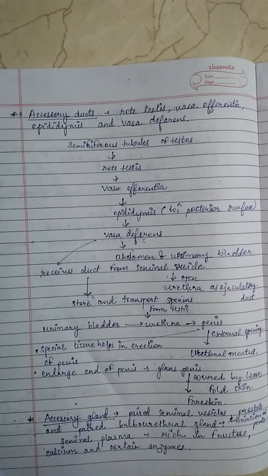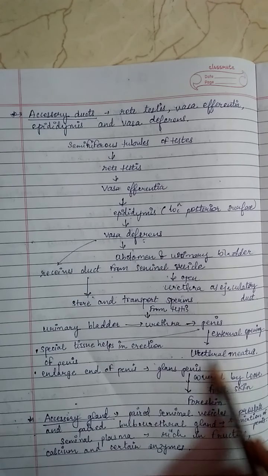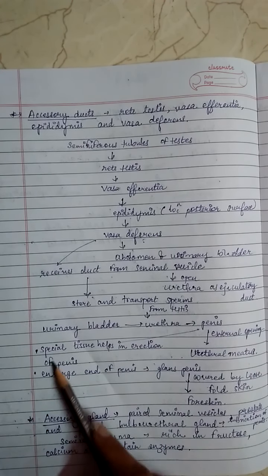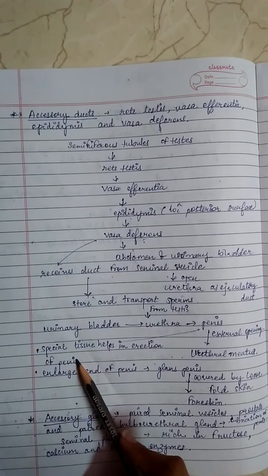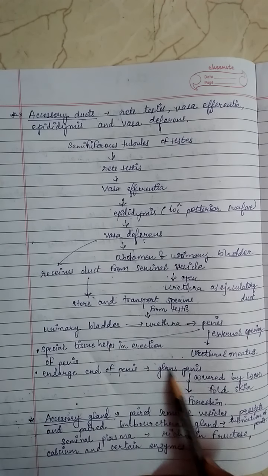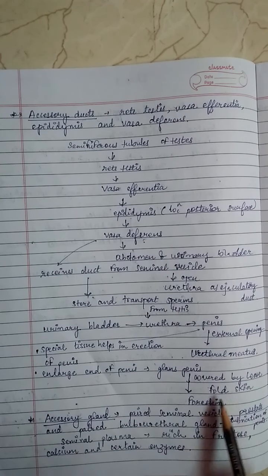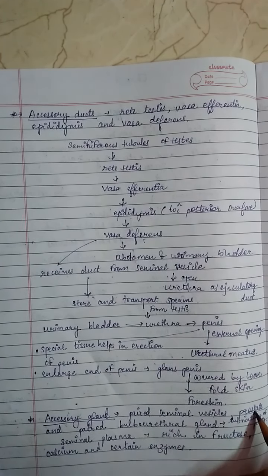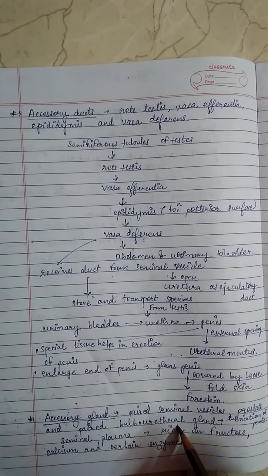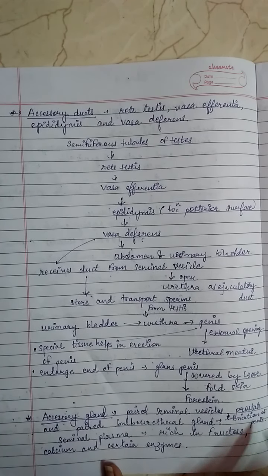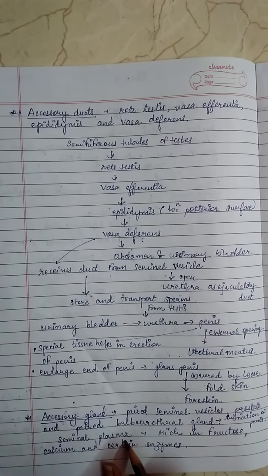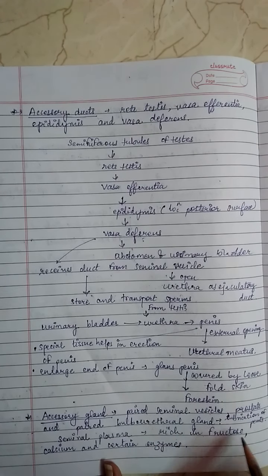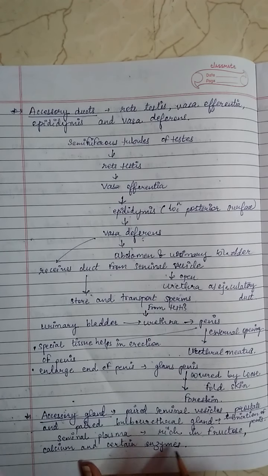The urethra extends through the penis to its external opening called the urethral meatus. In the penis, there is special erectile tissue which helps in erection of the penis. The enlarged end of the penis is known as the glans penis, which is covered by loose fold of skin known as foreskin. Now we will see the accessory glands. They are the paired seminal vesicles, the prostate gland, and the paired bulbourethral glands, which help in lubrication of the penis. Seminal plasma is also present, which is rich in fructose, calcium, and certain enzymes.